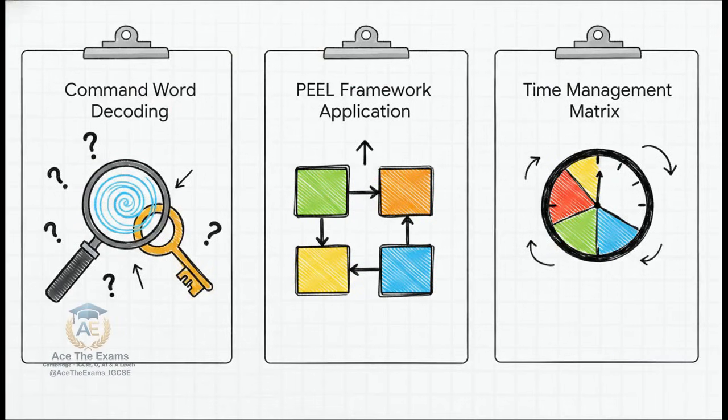So, to wrap this up, the complete computer science answering system boils down to these 3 golden rules for top marks. Rule 1, command word decoding. You have to know exactly what evaluate, compare, and describe actually require from you. Rule 2, PEEL framework application. Always structure your written answers with point, evidence, explanation, link. And Rule 3, the time management matrix. You must allocate your time based on the method marks available on the page, not just based on how much you happen to know about the topic.